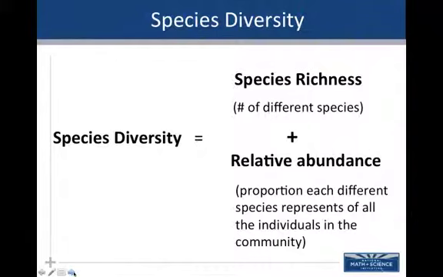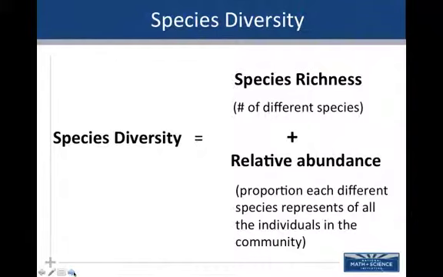And so if you've gone out and done a water quality test, you know that when you go and you do sampling of these macroinvertebrates, the little bugs and little larvae that exist in water, you know that you want to see a whole bunch of different types. Seeing just one type of species is a problem. Something's going on. And then in order to get this species diversity amount, you have to add species richness, which is the number of different species, to the relative abundance. So the proportion each different species represents of all the individuals in the community.